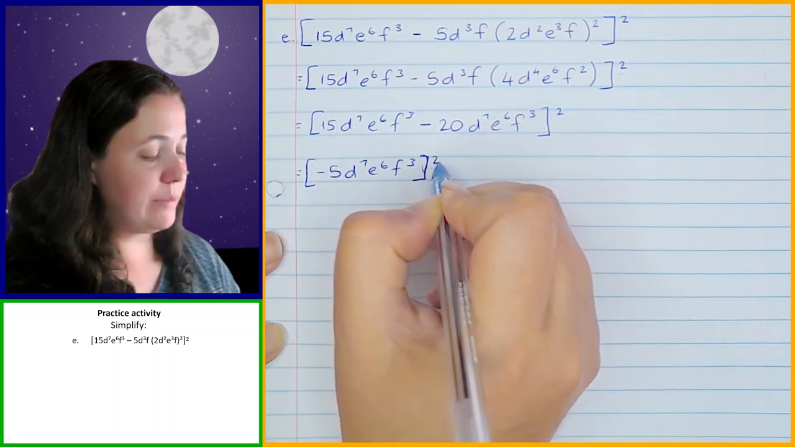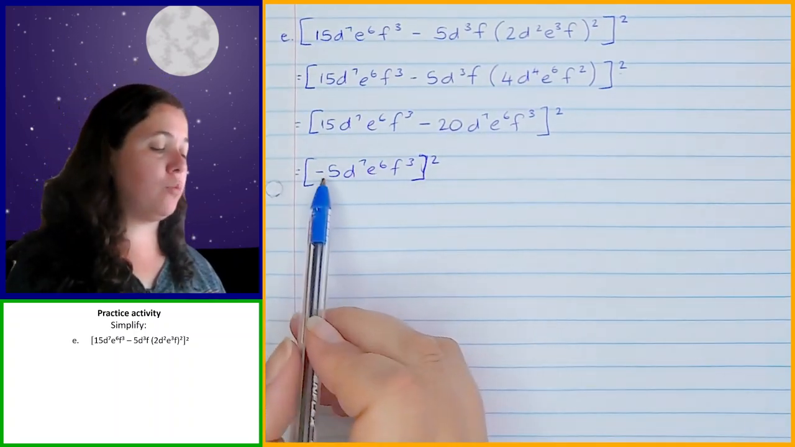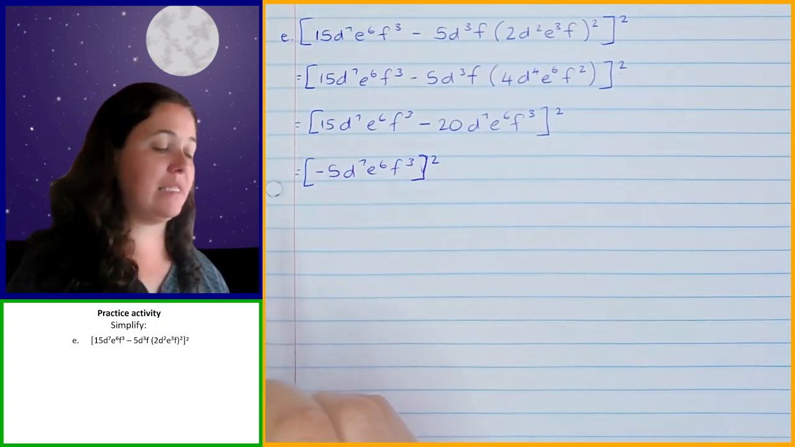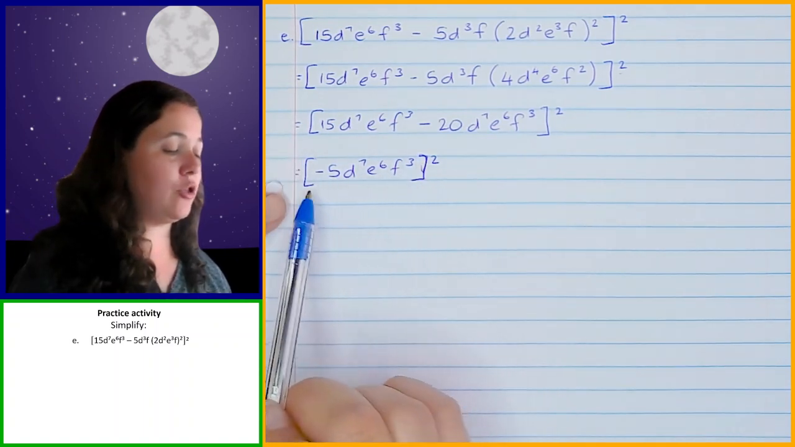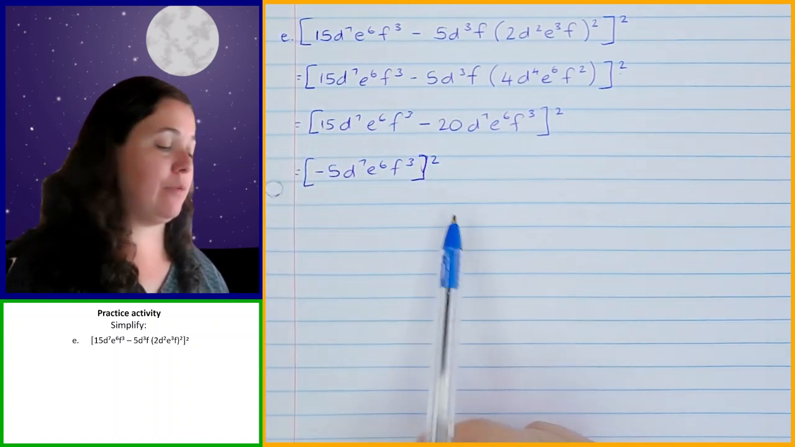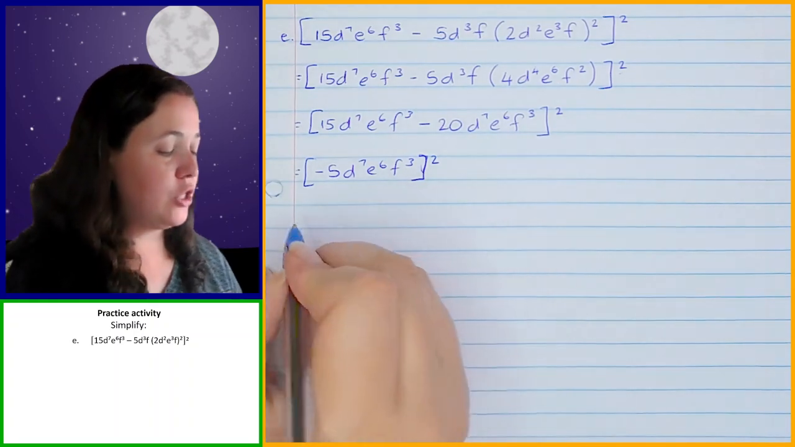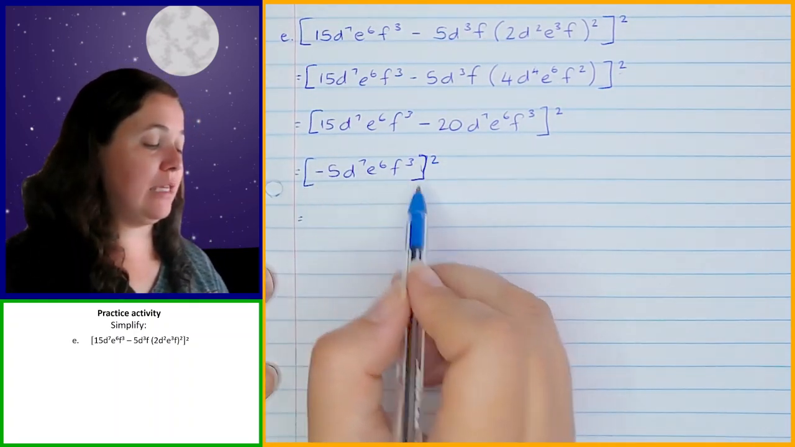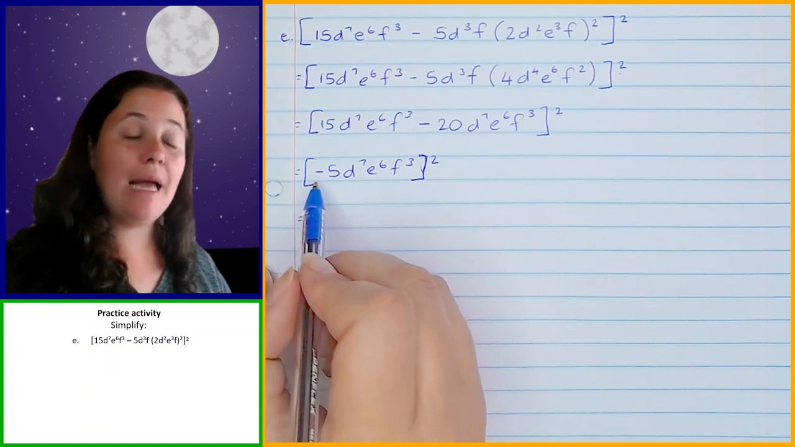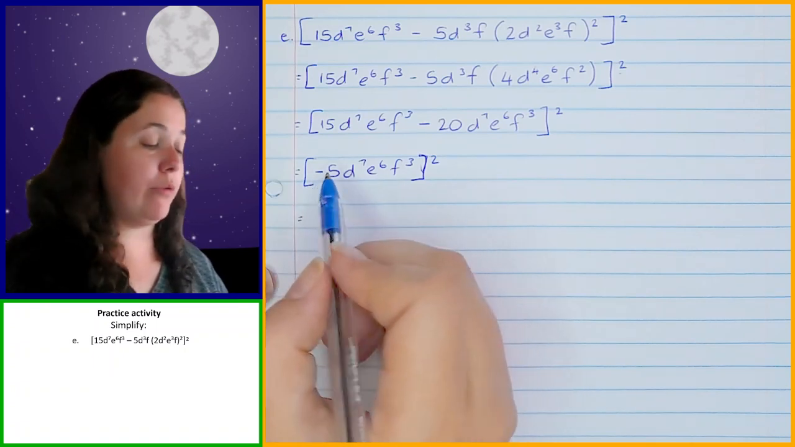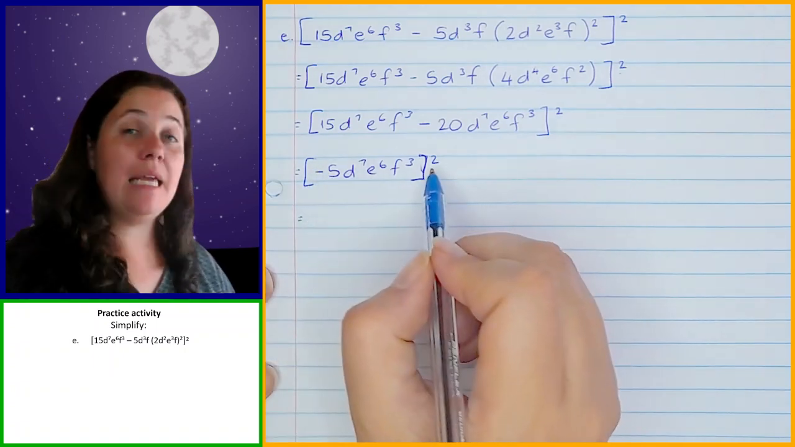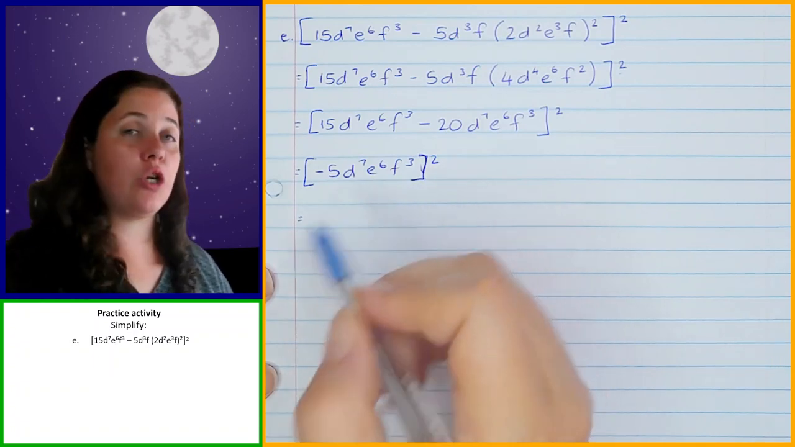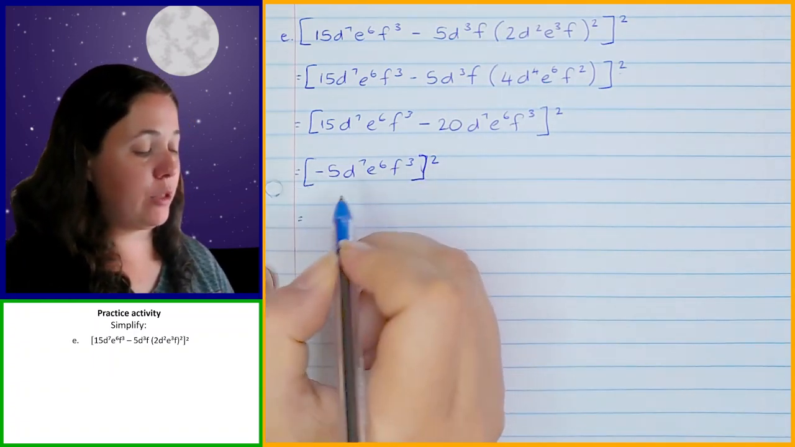And that needs to be squared now. Now that I've got to the point where there is only one term and it's in its simplest form inside those brackets, I can now simplify my exponent. My exponent is a square, which means I need to square everything inside here. When I square a negative number, remember when we raise a negative to an even exponent, it's going to change to positive. So that's going to become positive over there.